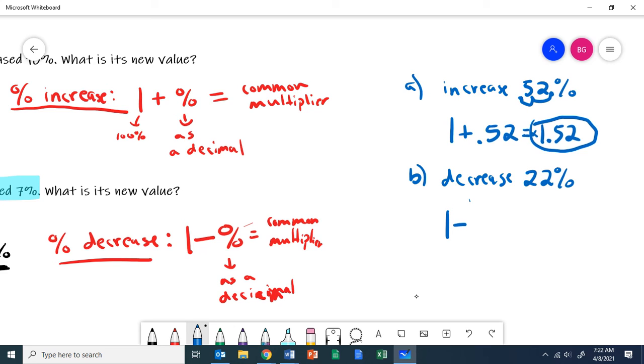The percentage as a decimal, moving it 2 times to the left, is 0.22. So I figure out what 1 minus 0.22 is. That is 0.78. That is going to be our common multiplier right there. So in this case, it's going to be multiplied by 0.78. That's telling us we have 78% left, which is what we're going to be trying to find.